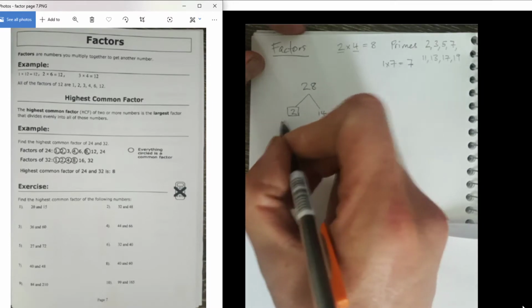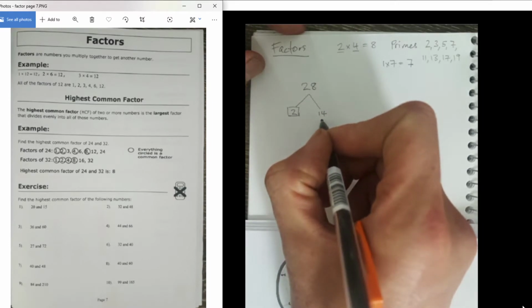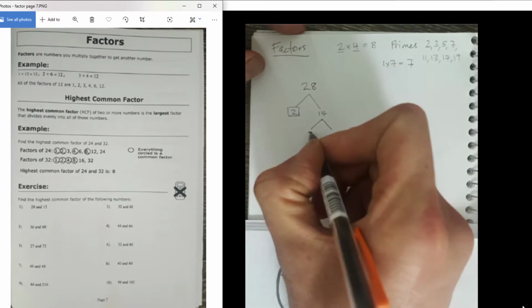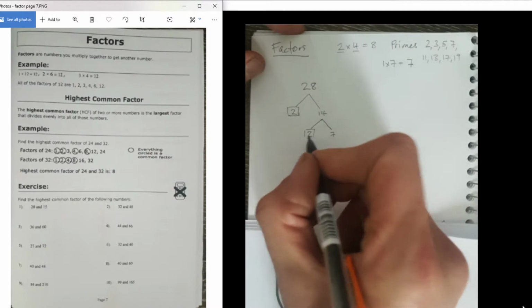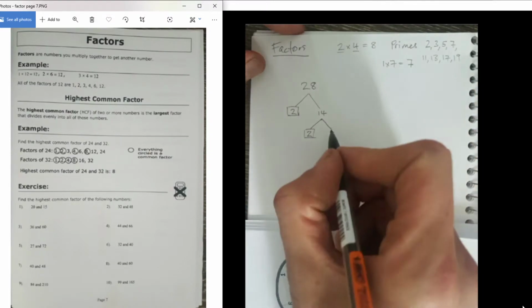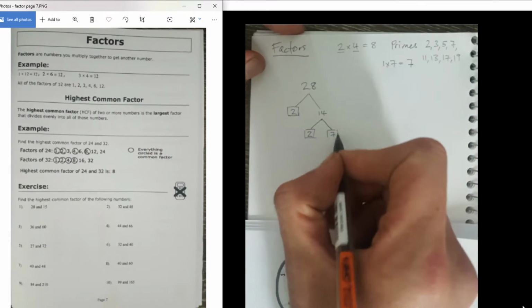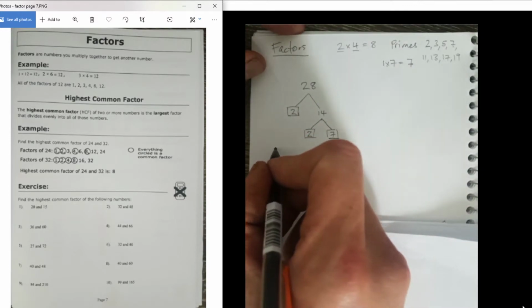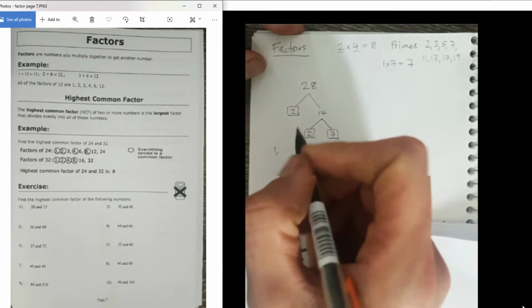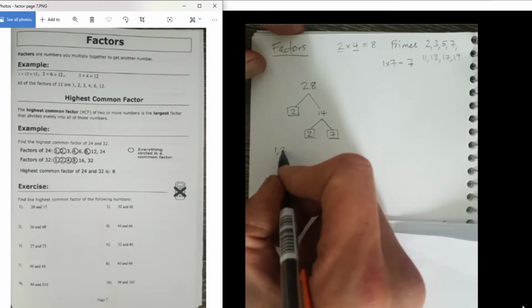But 14 we can break down a bit more. It's an even number, so 2 times something is 14, and that is 2 times 7. 2 is a prime, so we'll put a box around that. Ooh, look at that. 7 is actually a prime as well, so we'll put a box around that. So now we can start listing our factors. Now, factors always start from 1. 1 is always a factor. And then we have 2 as a factor because it's in our prime factor tree.